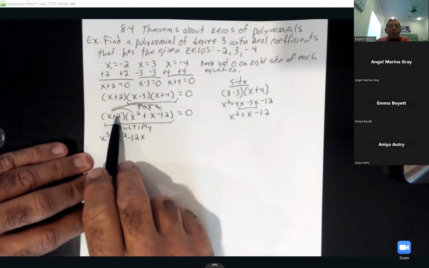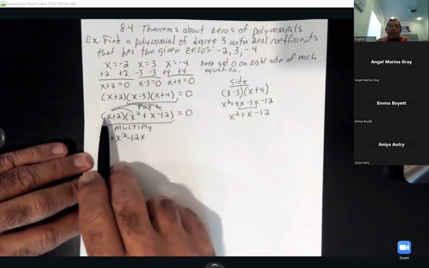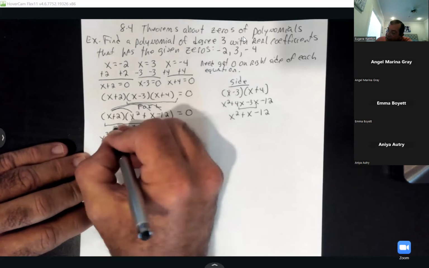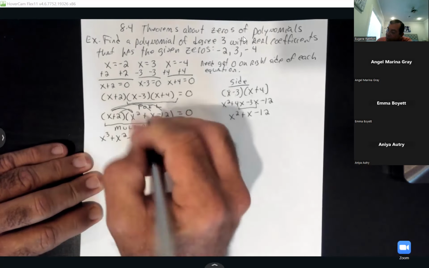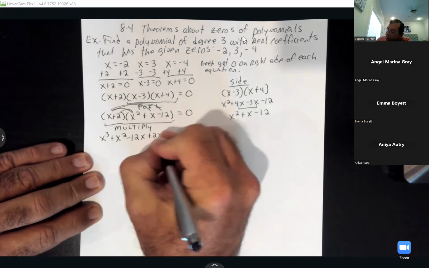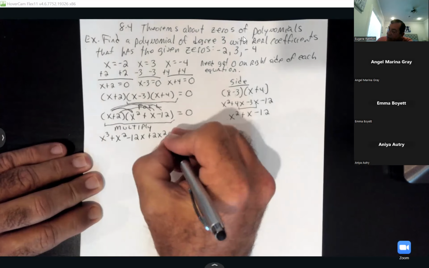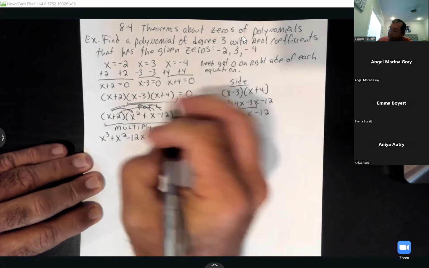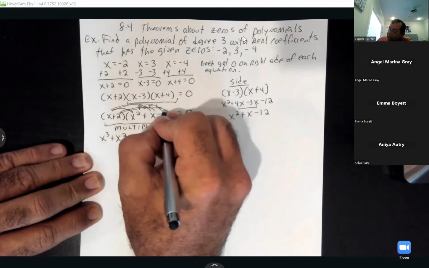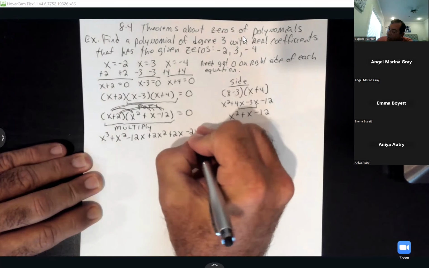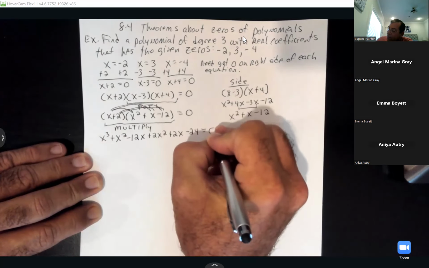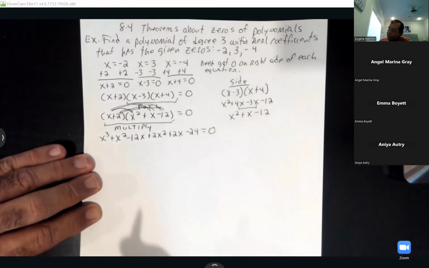Now we take the 2 and we're going to distribute it just like we did the x. So 2 times x squared is a 2x squared. 2 times x is a 2x. 2 times negative 12 is a negative 24, all equal to 0 still.